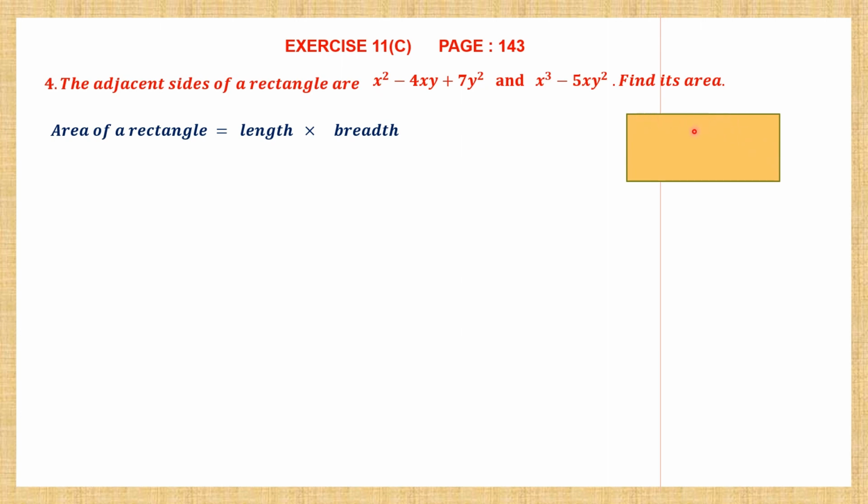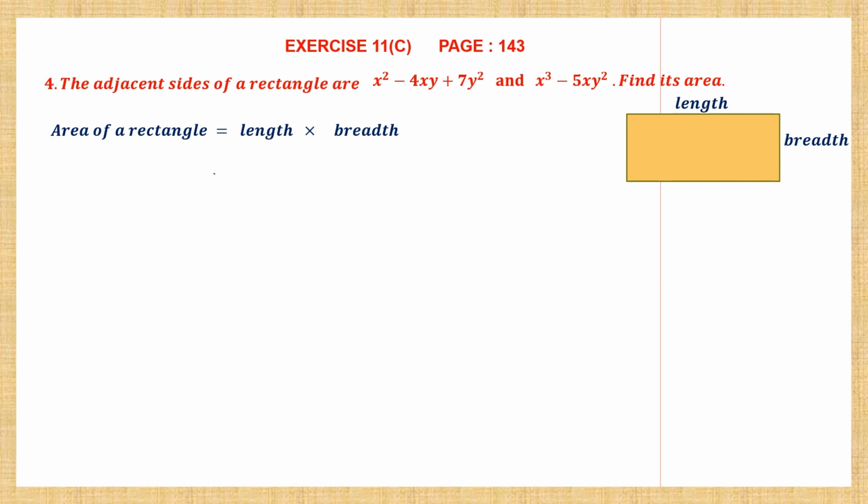That means the longer side, which is called length, and the shorter side, which is the breadth, are the adjacent sides. These are adjacent to each other. So here when they are saying adjacent sides of a rectangle, they are talking about the length and the breadth. So we can take one of these as the length and the other as the breadth. So let's multiply these two.